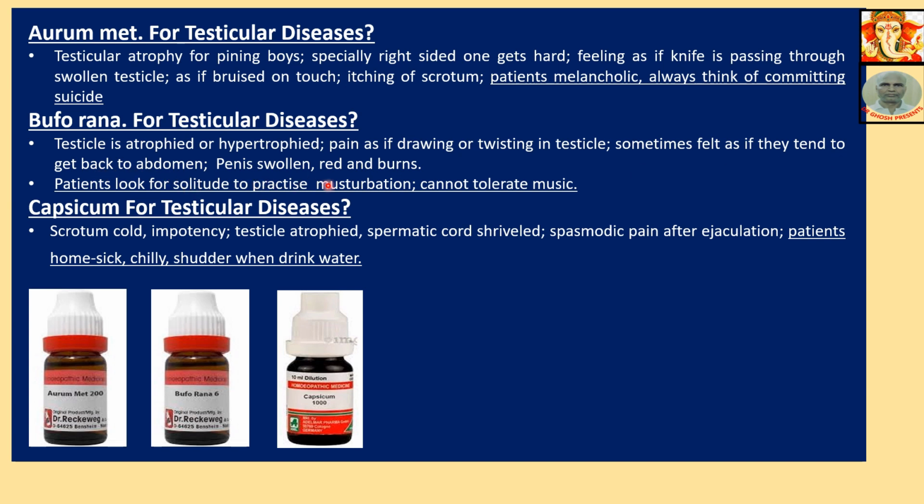Penis swollen, red, burns. Patient looks for solitude, practices masturbation, cannot tolerate music. General symptom of Baryta carb, patient symptoms. Scrotum cold, impotency. Testicle atrophied. Spermatic cord shriveled. Spasmodic pain after ejaculation. Patient homesick, chilly, shudders when drinking water. General symptom.